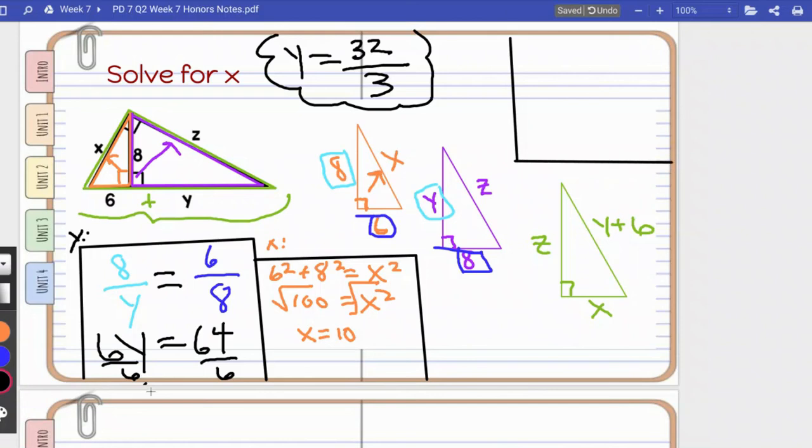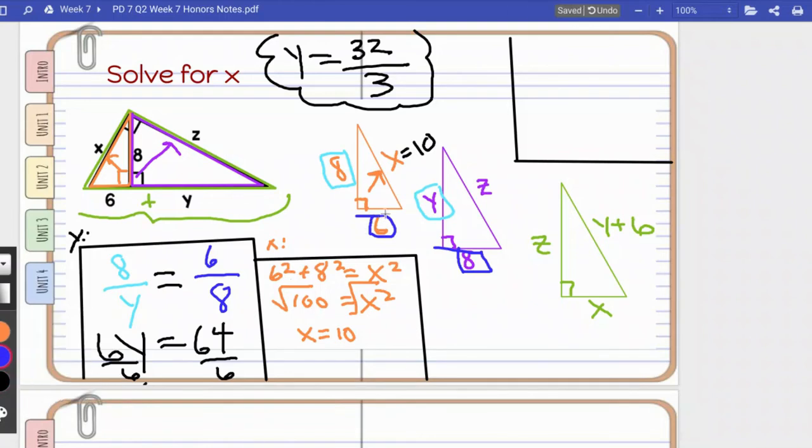In order to get z, look at these first two triangles. You notice how they have something in common? They have 8s and, well, I want to figure out what z is. Well, I know this x up here, this side length, is 10.